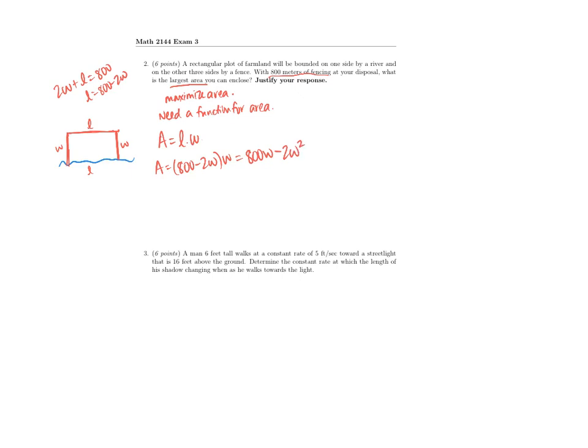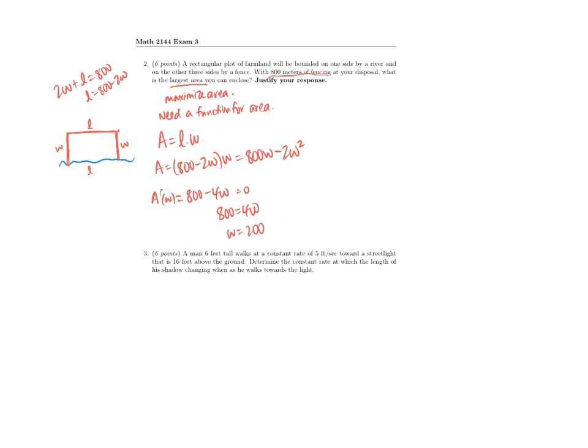And how do I find the maximum? Well, I'm going to take the derivative. So A prime is going to be 800 minus 4W, and I can set that equal to 0 to find the critical points. So I can add the 4W over, divide by 4.